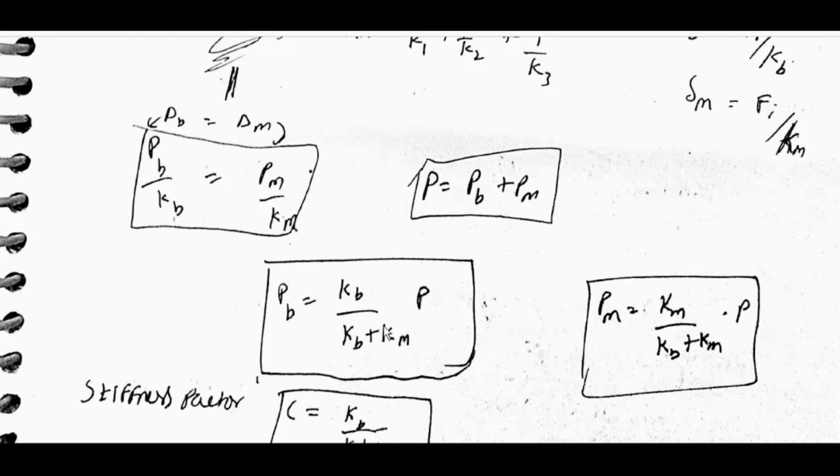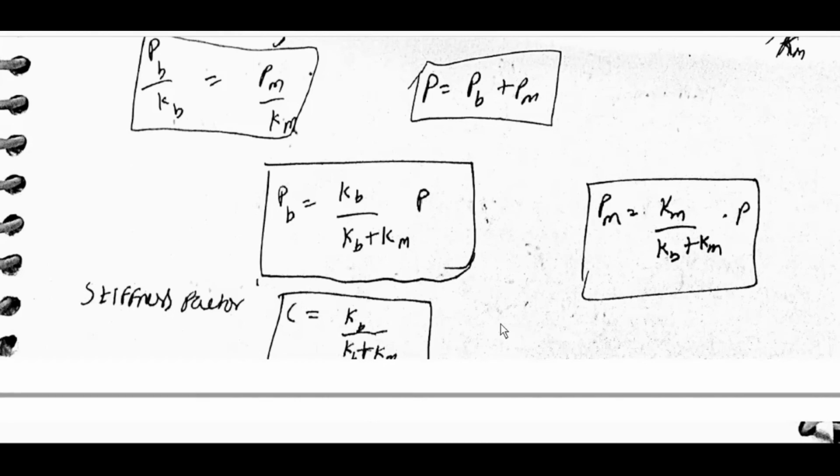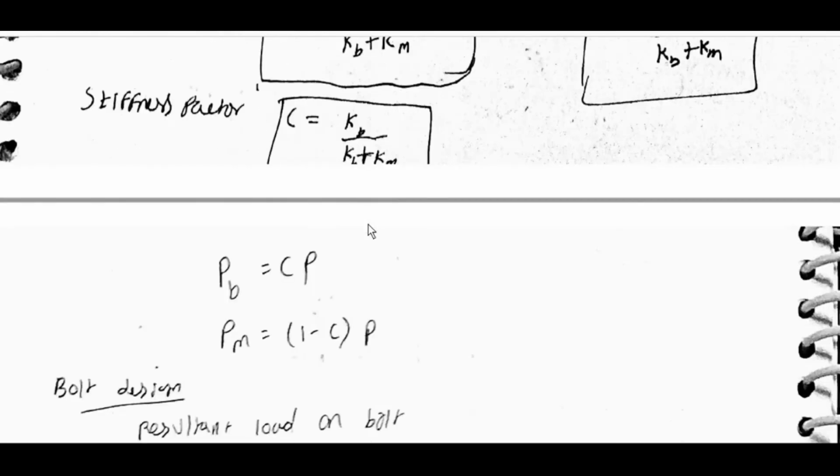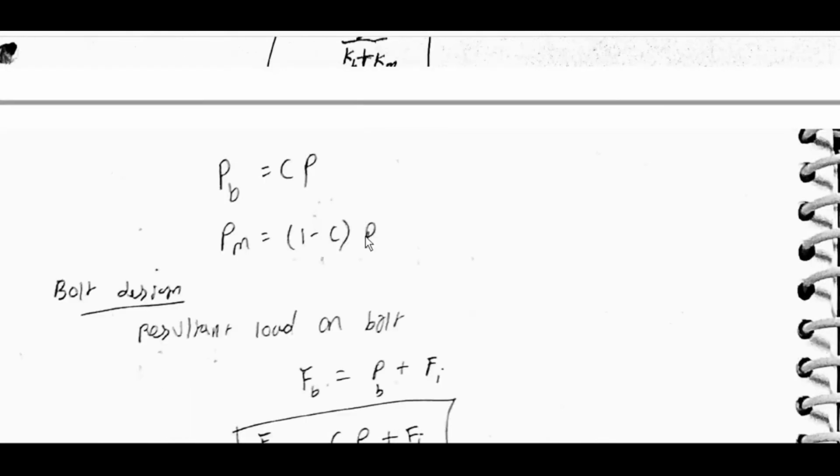Pb is equal to Kb by Kb plus Km into P. Pm is equal to Km by Kb plus Km into P. Stiffness factor C is equal to Kb by Kb plus Km. Pb is equal to C into P. Pm is equal to 1 minus C into P.